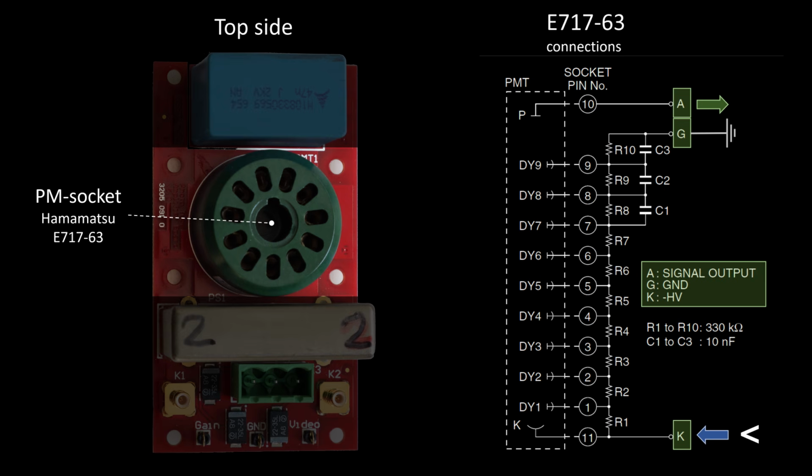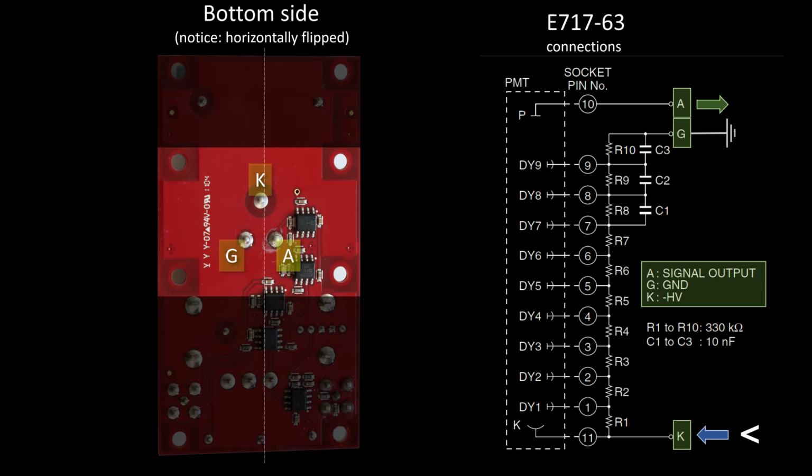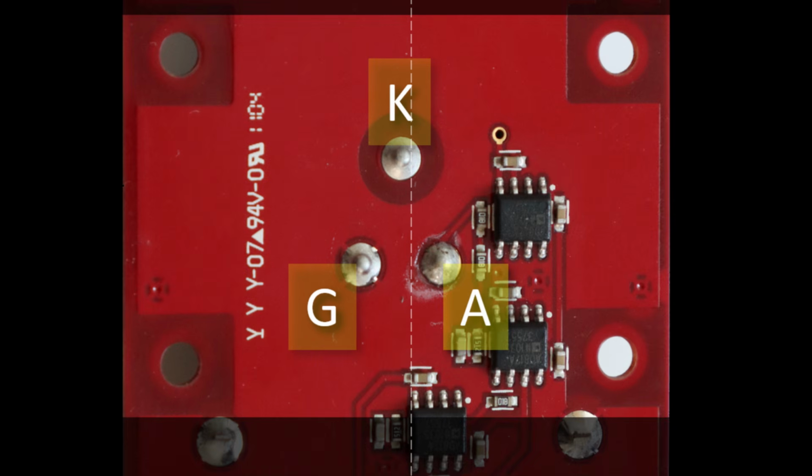And it's these three connections that can also be observed on the other side of the PCB. The high voltage terminal is easily recognizable from the rather large gap to ground. The ground terminal is of course directly connected to the PCB's ground plane, and the anode containing the signal is directly connected to an AD817, which is a little operational amplifier IC.